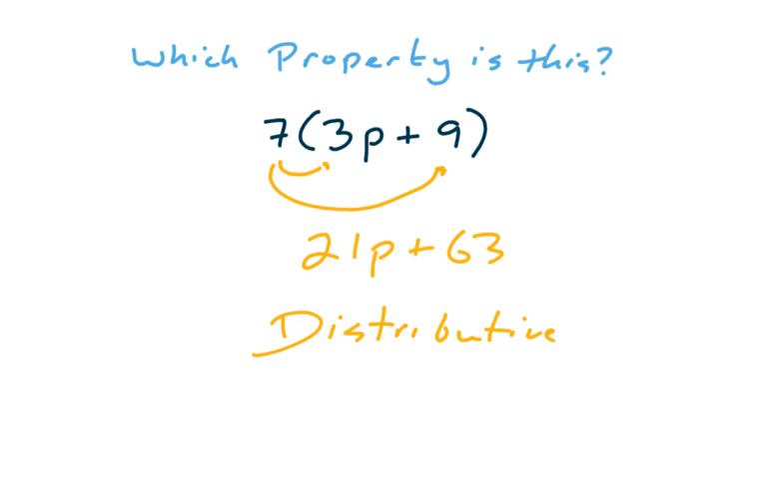Now, if we ran this backwards and we took the 21p and we factored out the 7 to make what we had above there, take a 7 out of the first number, that leaves us with 3p here plus 9 by factoring a 7 out of each one of these two. That's using the distributive property, but in reverse. So it can work either way.